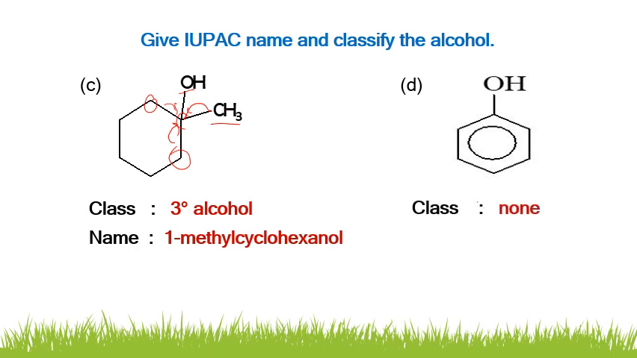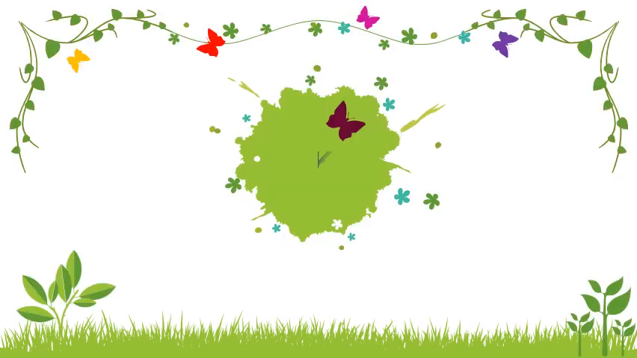And for the last example, the class of this aromatic compound is none. The name of the compound is phenol. Okay, that's all. Thank you.